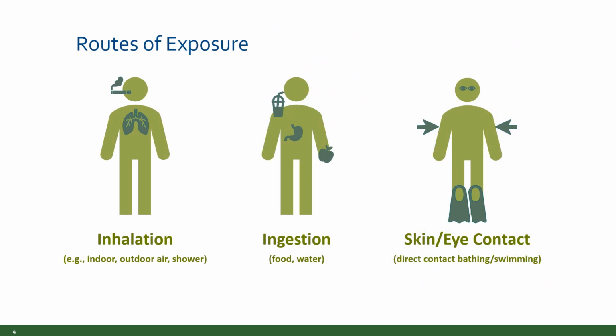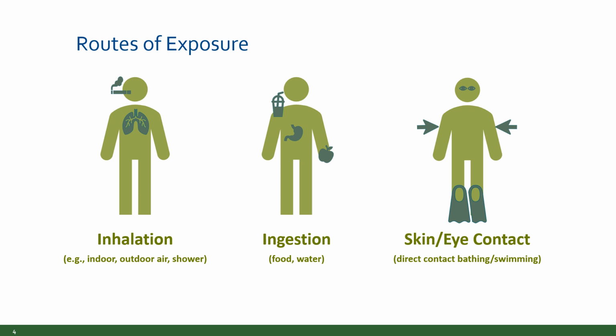When thinking about an individual's exposure to contaminants in the environment, we need to consider all possible routes of exposure. The 3 primary routes of exposure are inhalation, what we breathe in, ingestion, what we eat or drink, and skin or eye contact. We may inhale contaminants from indoor or outdoor air. When showering, some types of contamination in our water can become airborne, also leading to exposure through inhalation.